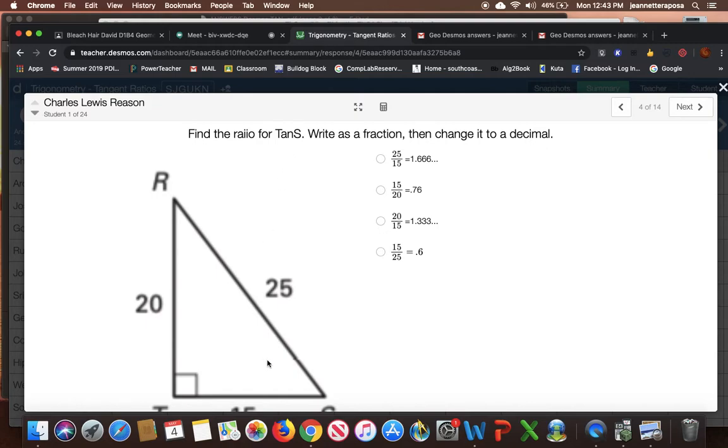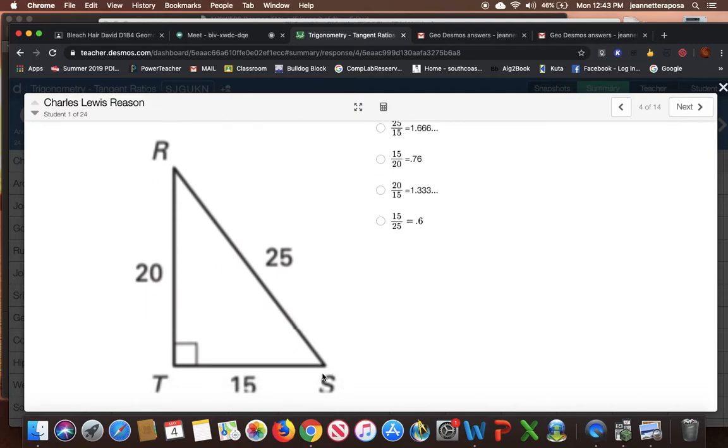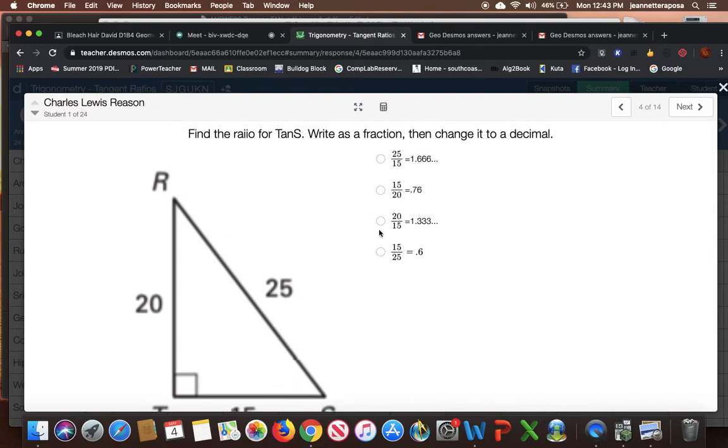Find the ratio for tangent of S. S is down here. Again, this is the hypotenuse. I want the opposite leg length, 20, over the adjacent leg length, 15. So 20 over 15 right here, which when you put into the calculator just gives you 1.3 repeating. That reduces to 4/3.